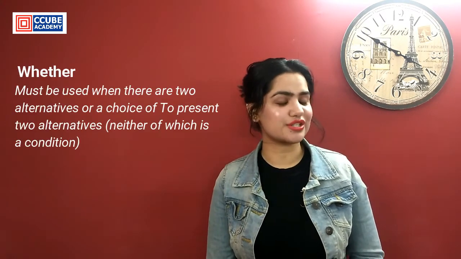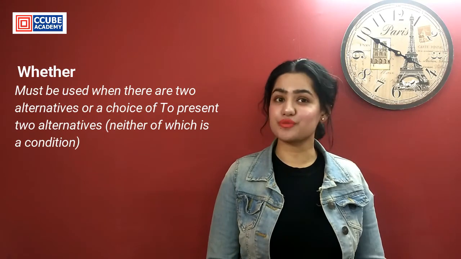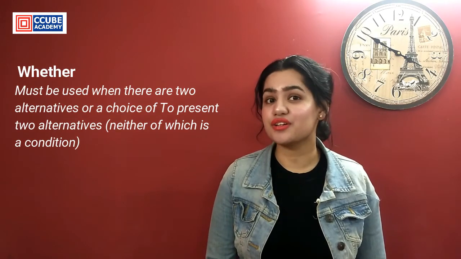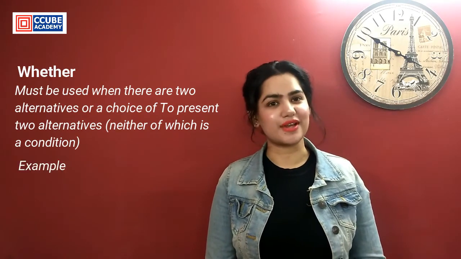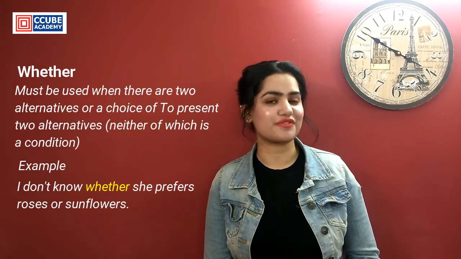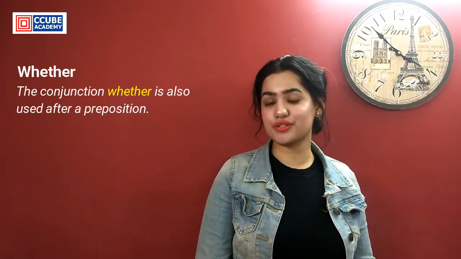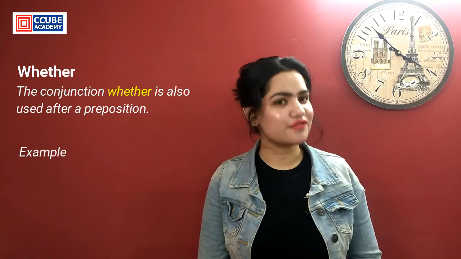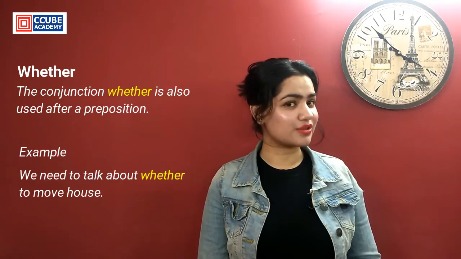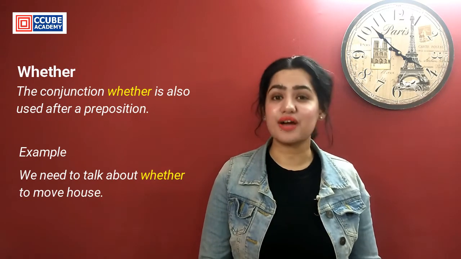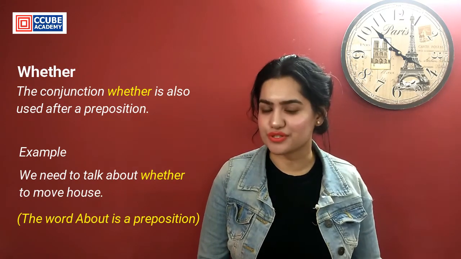Secondly, the conjunction whether must be used when there are two alternatives or a choice, or to present two alternatives, neither of which is a condition. For example, I don't know whether she prefers roses or sunflowers. Thirdly, the conjunction whether is also used after a preposition. For example, we need to talk about whether to move house. Now the word about is a preposition.